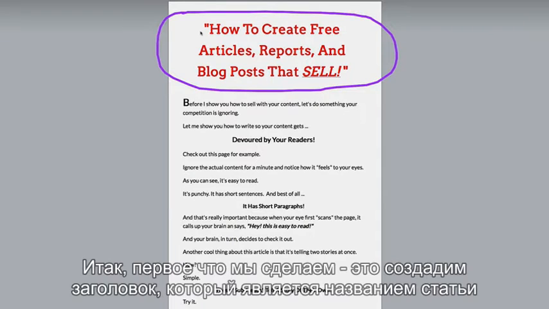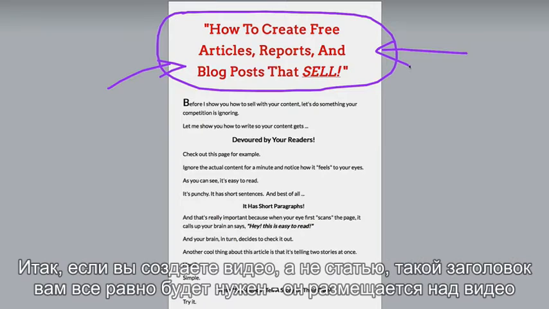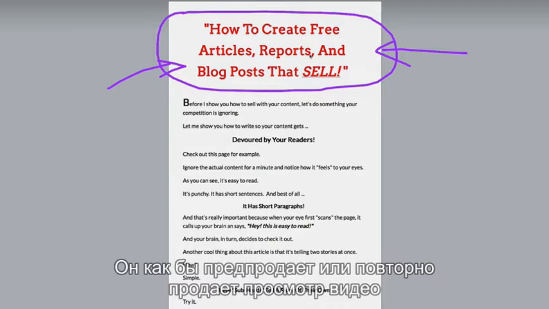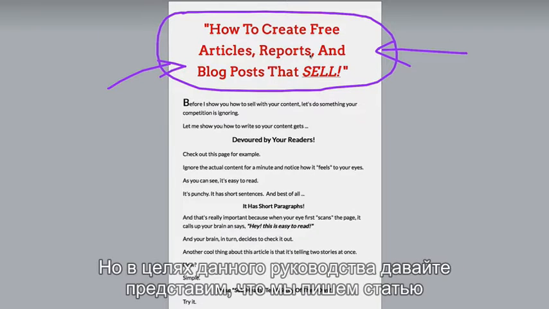So the first thing we want to do when we're creating one of these pieces is the old headline, which is going to be the title of the article, just like any article, right? So if you were making a video and not an article, you would still have this above the video. It just pre-sells and resells them on watching the video even while the video is playing. But let's address the purpose of this tutorial as if you were writing this as a piece of printed content, just to switch it up a little bit.